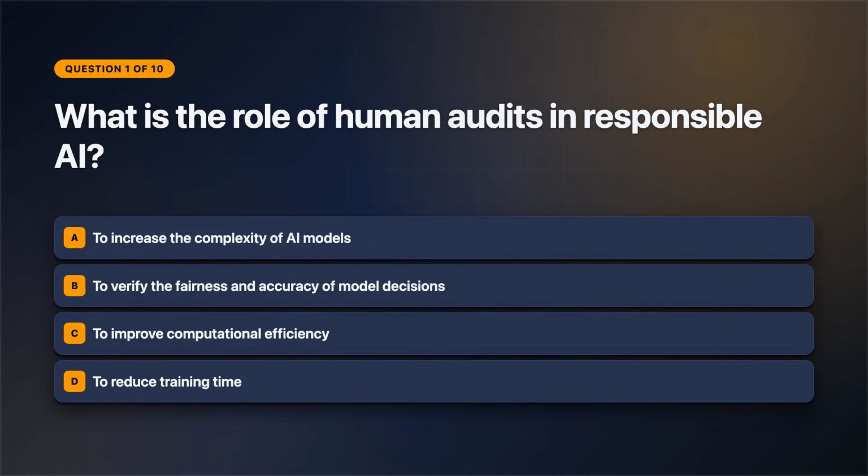Now, this is question 1. Quick check. What is the role of human audits in responsible AI? Select one answer. Review the answer choices on screen.